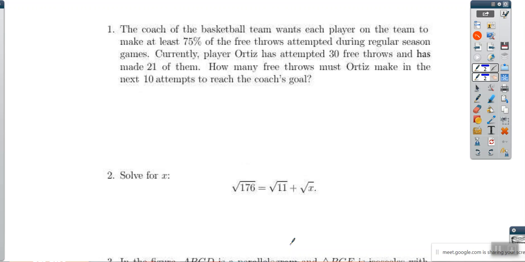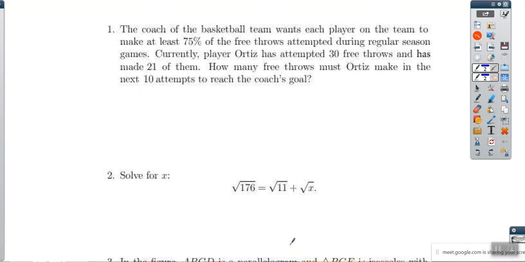Yes, that is correct. So the basketball coach of the team wants each player on the team to make at least 75% of the free throws attempted during the regular season games. Currently, player Ortiz has attempted 30 free throws and has made 21 of them. How many free throws must Ortiz make in the next 10 attempts to reach the coach's goal?